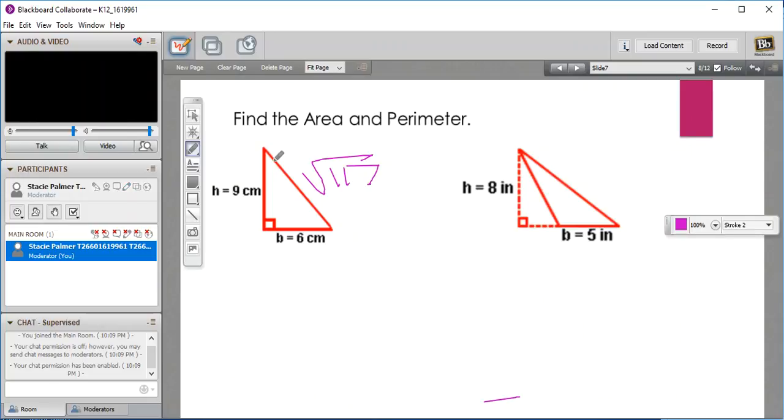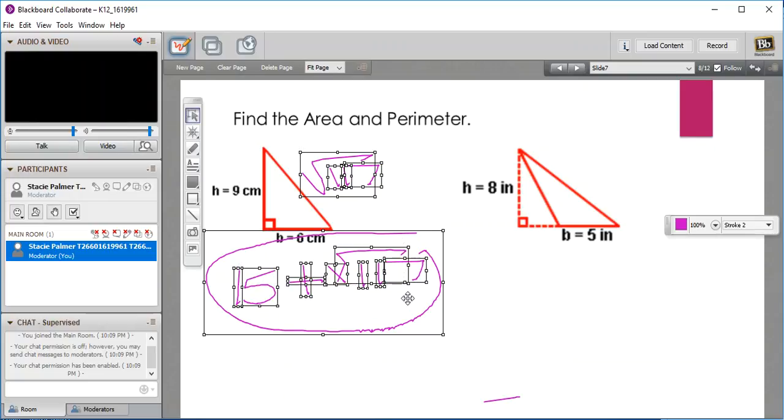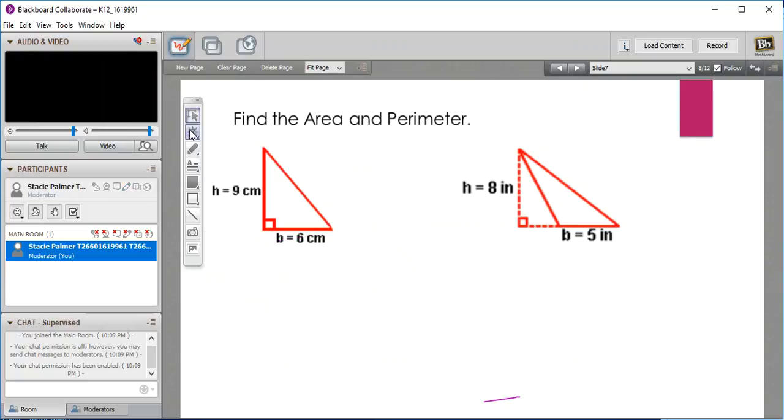So because it's not a perfect square and we're finding the perimeter, we can add the 9 and 6 together because they're like terms. That would give us 15 plus the square root of 117. And we're just going to go ahead and leave our answer like this. Okay, so we just found the area and the perimeter of this triangle right here.